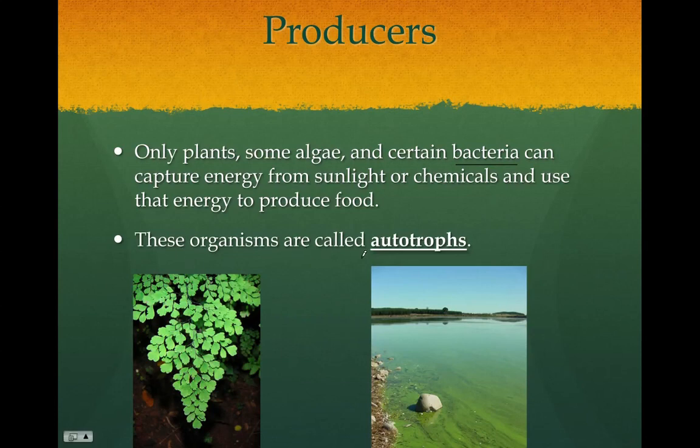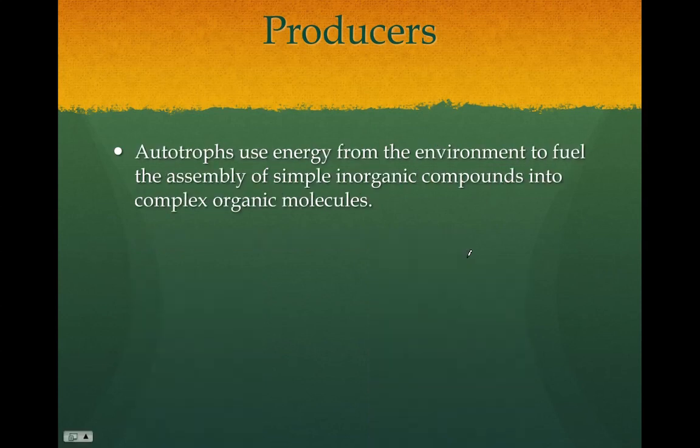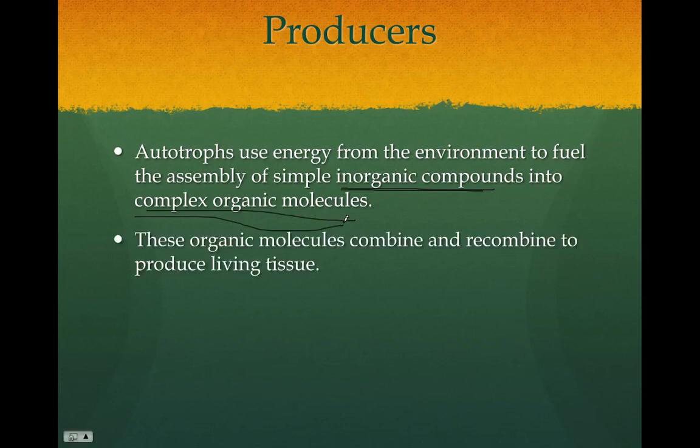Organisms that produce their own food are called autotrophs. The autotrophs use energy from their environment to assemble inorganic compounds into complex organic molecules like carbohydrates. So autotrophs are using energy around them in their environment in order to take that inorganic stuff to make organic molecules, and we'll talk more about that later.